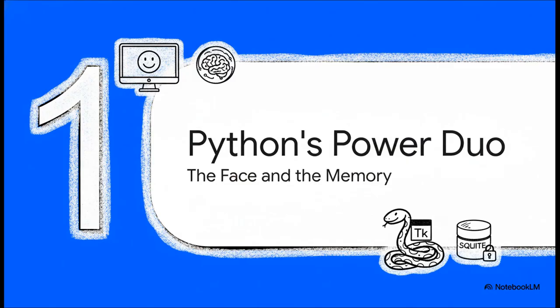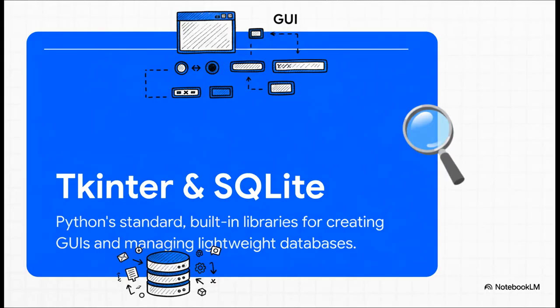So, how do we actually build one of these apps with a memory? Well, it turns out we're going to use a really powerful combination that comes standard with every Python installation. One tool is for the face of our app, the visual part you click on, and the other is for the memory, the part that actually stores all our data. So let's meet our power duo, Tkinter and SQLite.